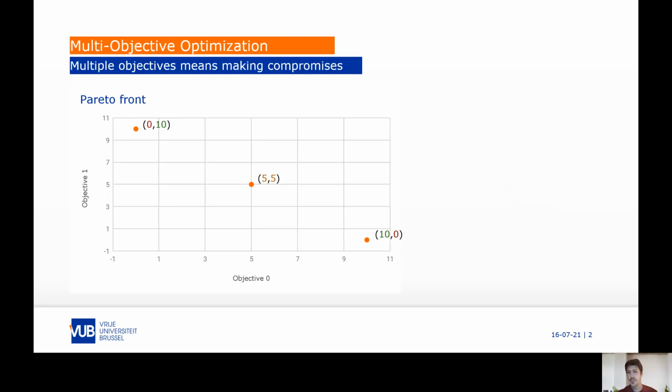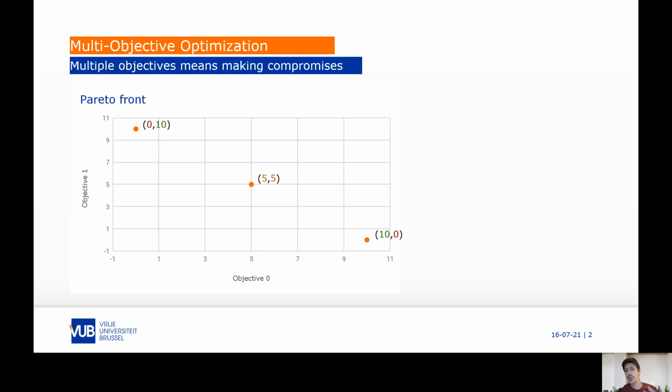Okay, so in multi-objective optimization, we have different objectives. They can be conflicting with each other, which means we have to make compromises. And here is a simple two-objective problem where we have three different compromises: (0, 10), (5, 5), and (10, 0). Now, depending on the decision maker, one compromise is better than the others.